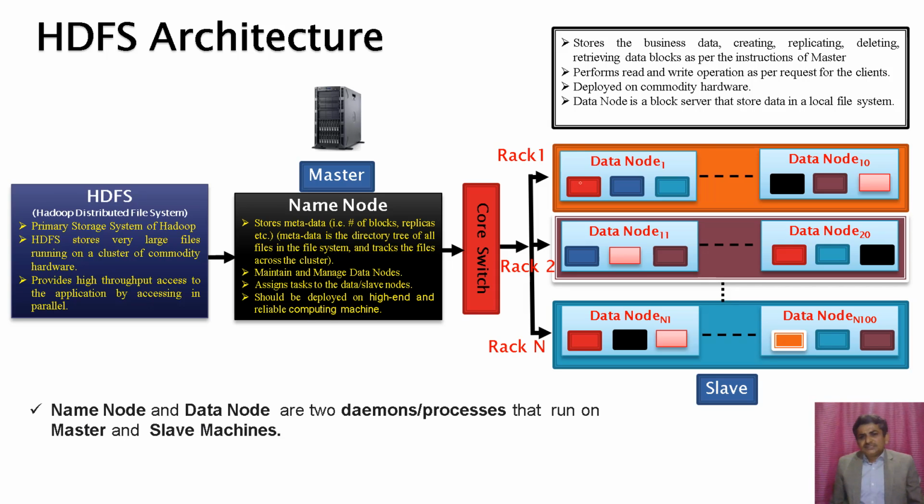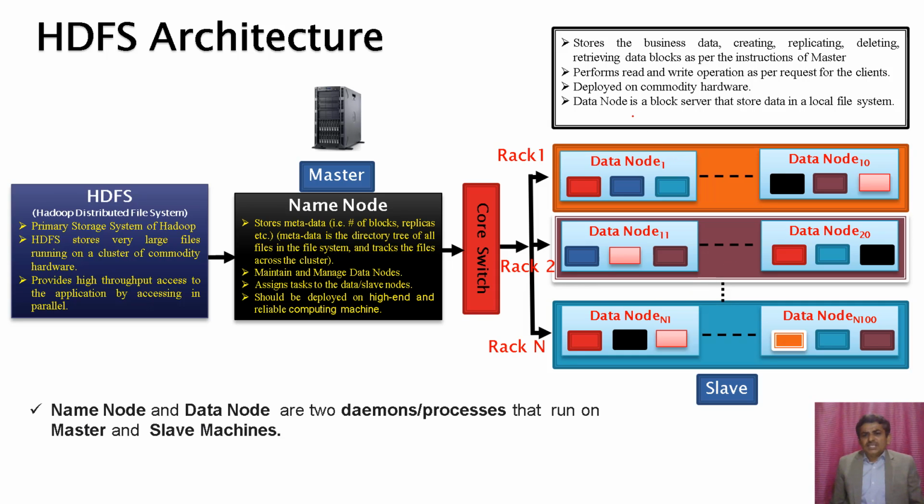The rectangles in each data node show the blocks. Since HDFS divides data into blocks, these are the different blocks of data. I have shown each distinct block with a different color. So in this diagram, I have shown the architecture of data nodes in a network. The working of HDFS greatly depends on the performance of a cluster.